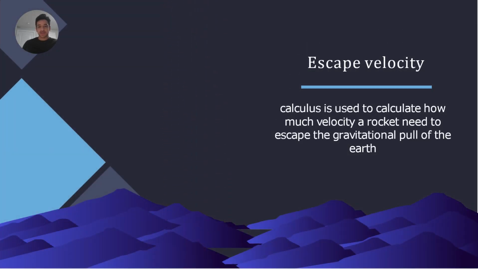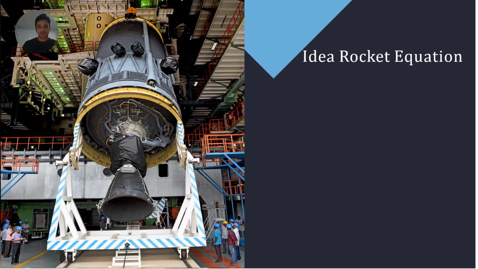Escape velocity. Calculus can be used to calculate how much velocity a rocket needs to escape the gravitational pull of the Earth. Actually, it's a very complicated procedure, but for the sake of this presentation, we're just going to do it in a simpler way. It's complicated because as the rocket moves further and further, it burns off a lot of fuel, and its mass gets lighter and lighter.